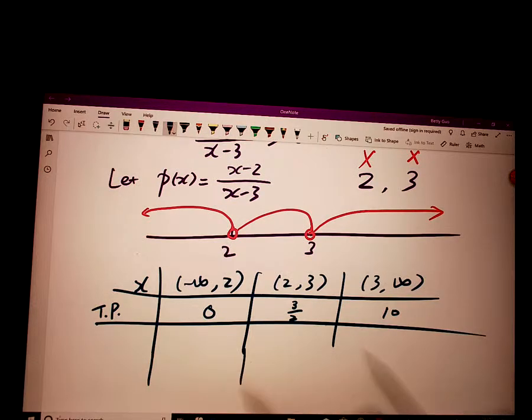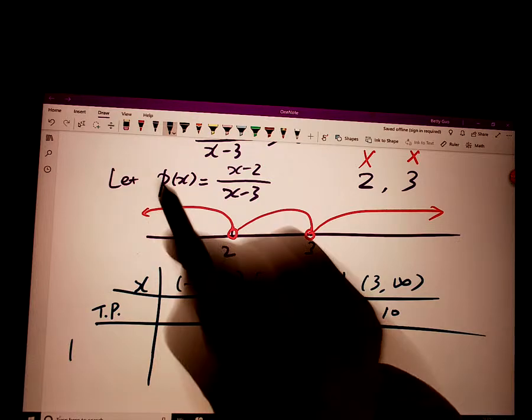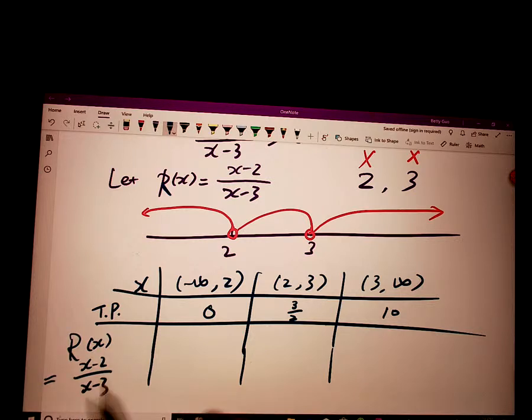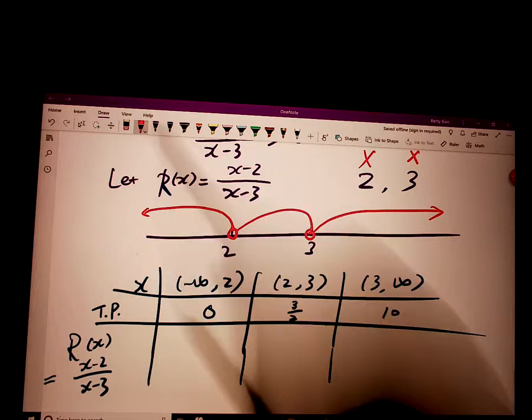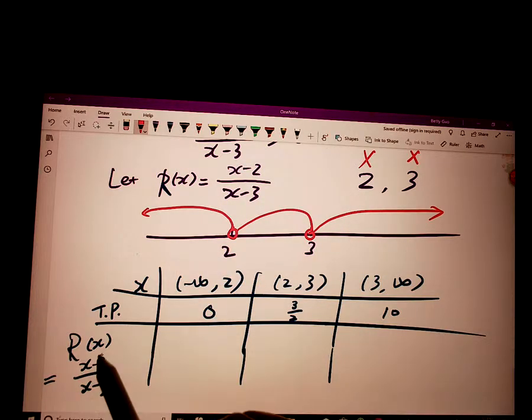Row 3, we look at the sign of the rational expression. Sorry, I should use R of x. R is the initial of rational: x minus 2 over x minus 3. So the first testing point is 0. We plug in on the top, we have negative. Plug in the bottom, we have negative. Negative divided by negative, we have positive.